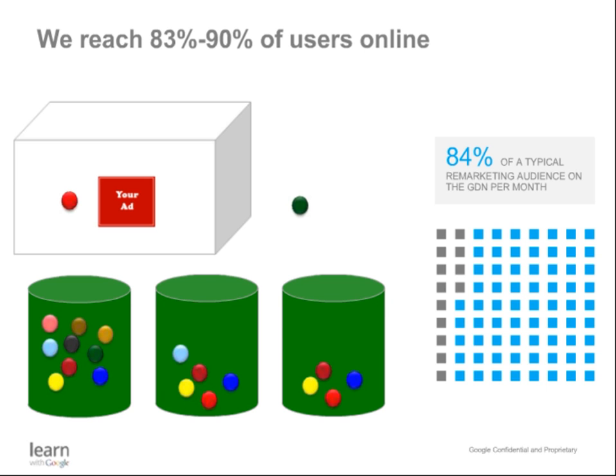So if you go back to what I was saying about the Google Display Network reaching 83 to 90% of users online, that gives you essentially an 83 to 90% chance of reaching every single cookie within your cookie pool or within your remarketing list. And that's obviously an extremely compelling, unique selling point for Google.